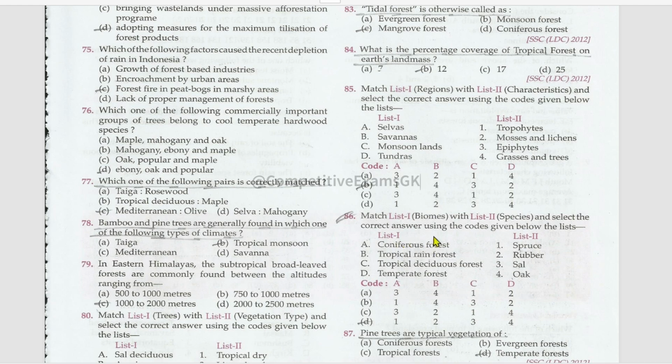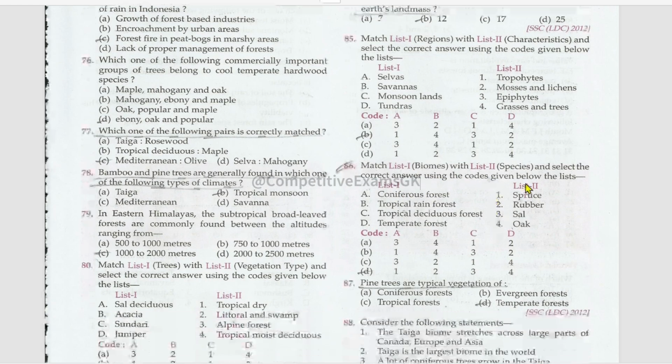Next matching. List one are the biomes and list two are the species. Coniferous forest, spruce; tropical rainforest, rubber; tropical deciduous forest, sal; temperate forest, oak. Pine trees are typically vegetation of temperate forests.